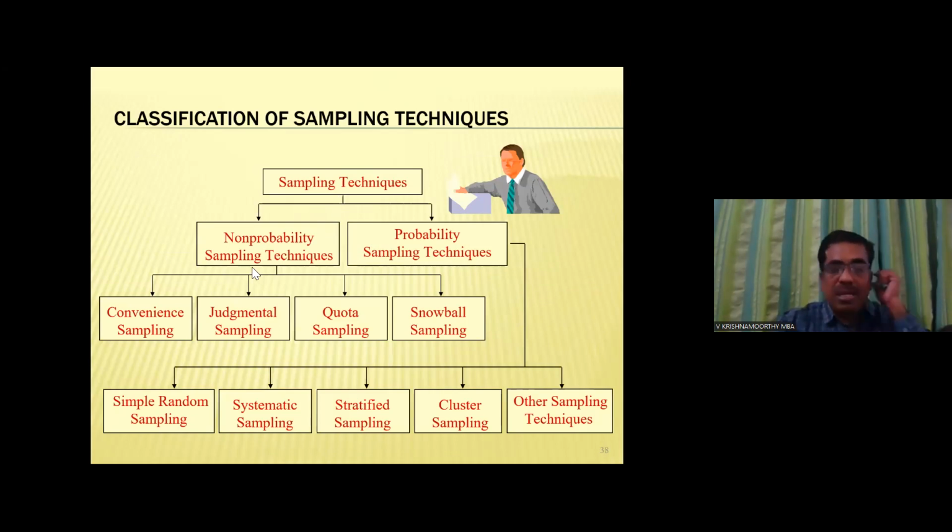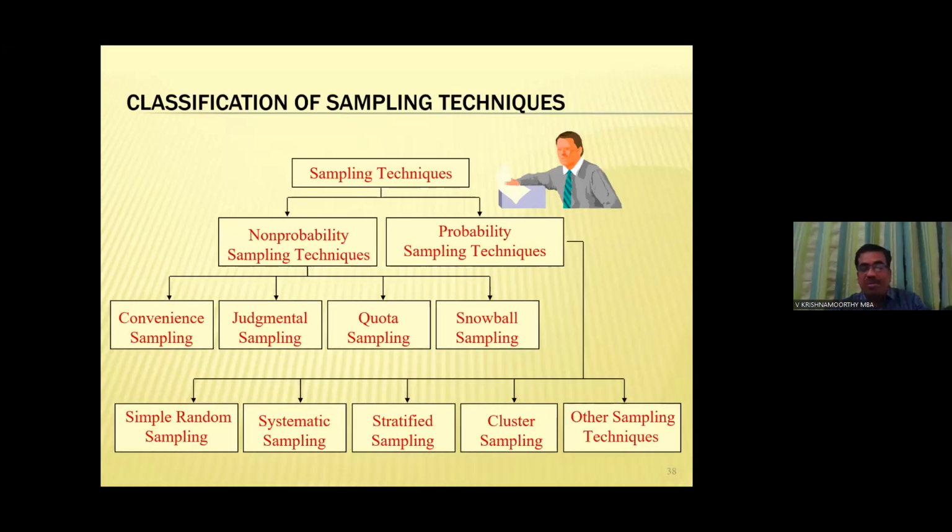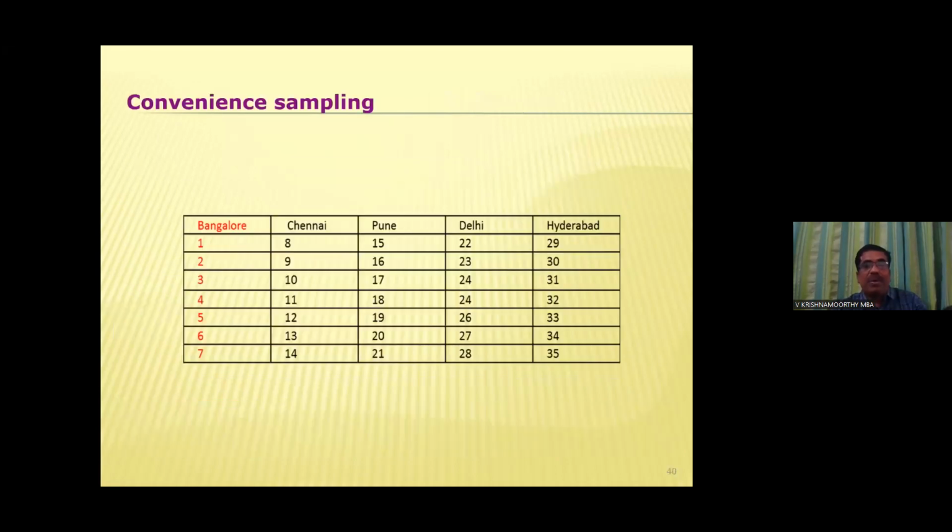Under non-probability sampling method, convenience sampling method will come, judgmental sampling method will come, quota sampling will come, snowball sampling will come. Under probability sampling method, simple random sampling will come, stratified random sampling will come, systematic sampling will come. Okay. Now let's take convenience sampling. Let's take 35.